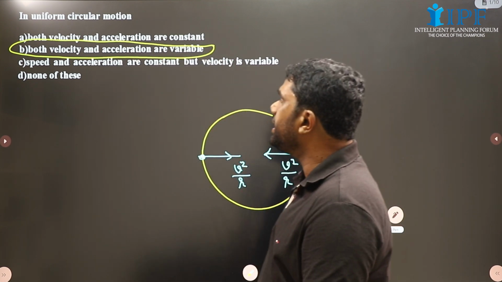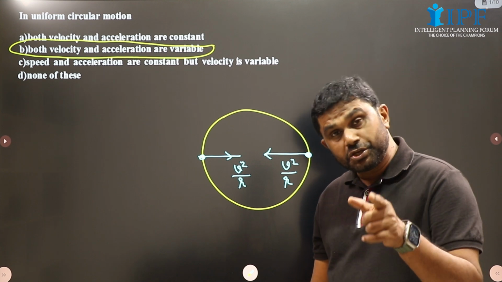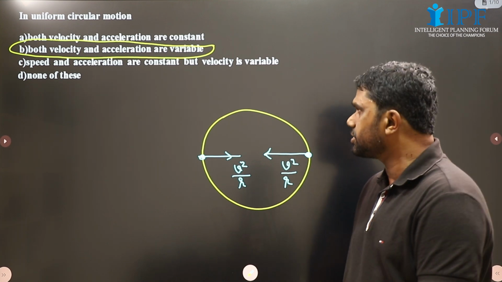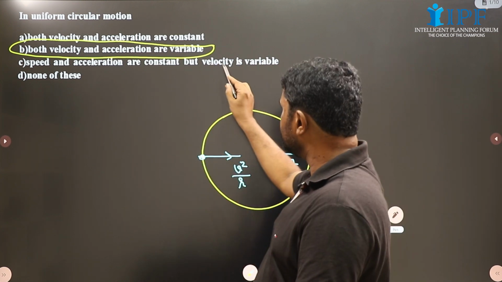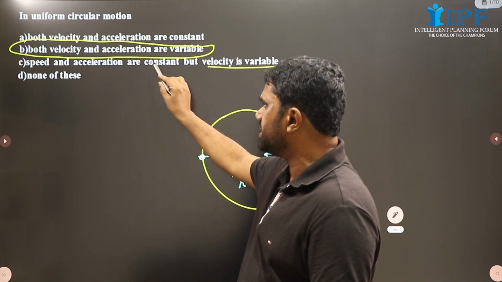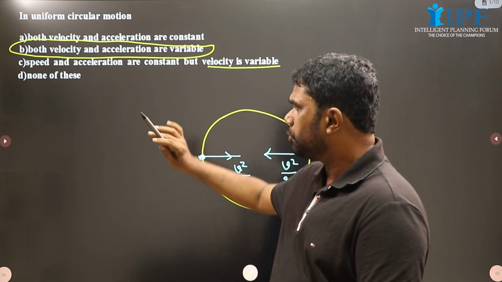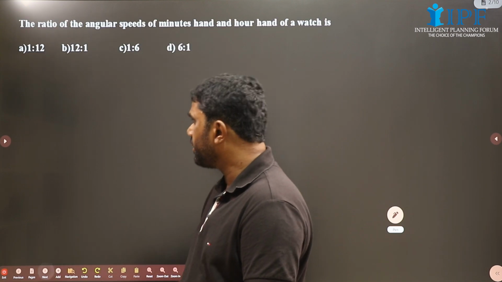Okay, now speed and acceleration are constant. Speed is constant. Magnitude of acceleration is also constant, but we cannot say that acceleration is constant. Okay, but velocity is variable, that's wrong. Okay, velocity is variable, that is correct, but acceleration is not constant. So this statement is wrong. Option C. So the only correct option is B. Now let's see what we have next.